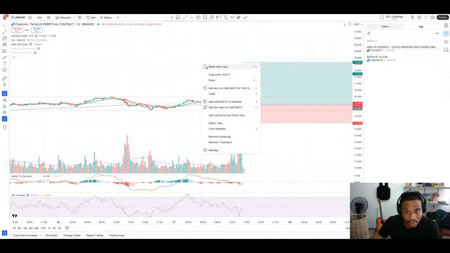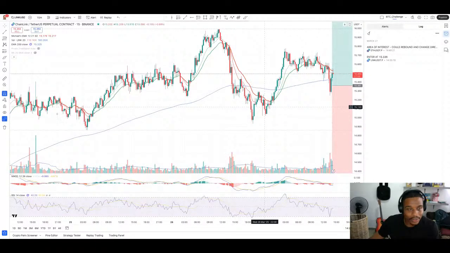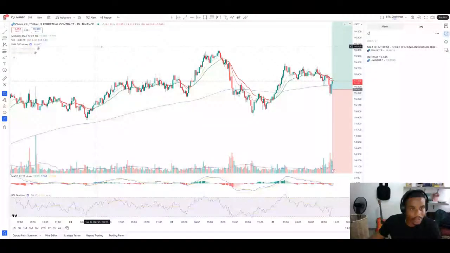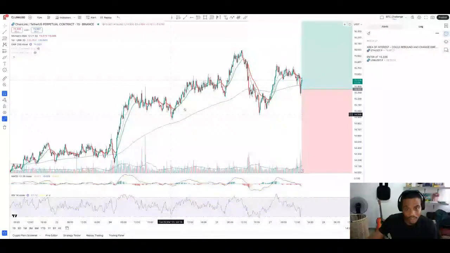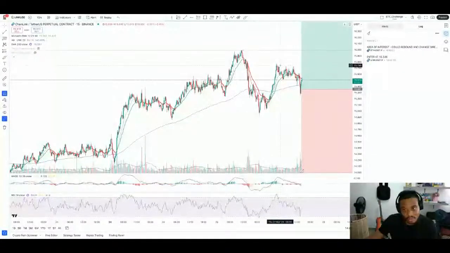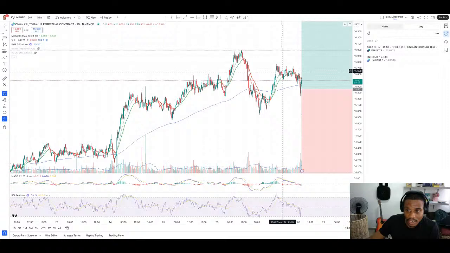That's what I was doing before you came on. So with 15 minutes, it's clear that it's potentially going down, right? But there's the structure. What structure are we seeing here? Higher lows. It broke the 200 EMA. This could also be a false break, and then it seems like it might sell more, right?